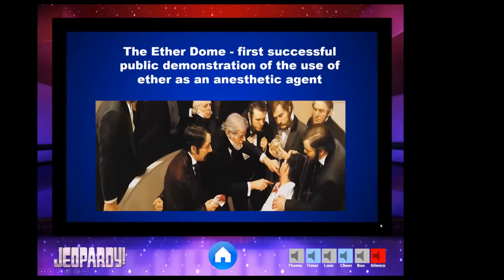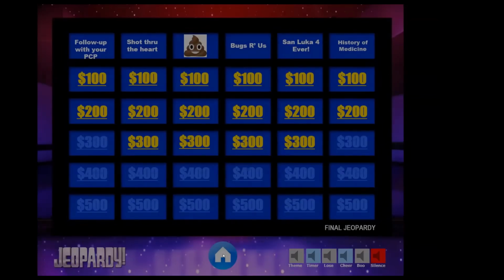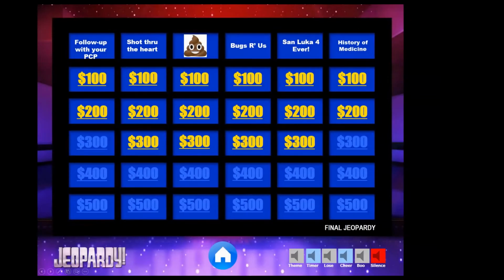All right. So it's the Ether Dome. It's called the Ether Dome. It is in Boston and Harvard. It's the first operation theater where ether was used as an anesthetic agent in front of a public audience, and that was the first known use of anesthesia. So you can see, people doing public surgery without gloves, but at least they gave the patient anesthesia. That was history of medicine for 300, nobody gets those points.